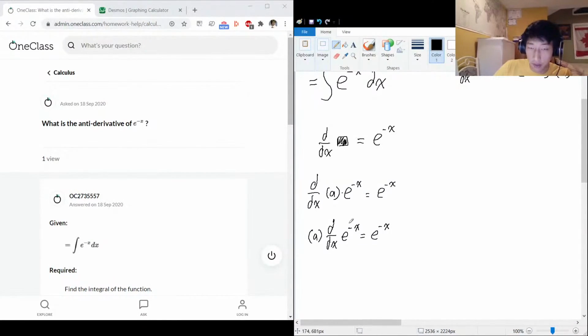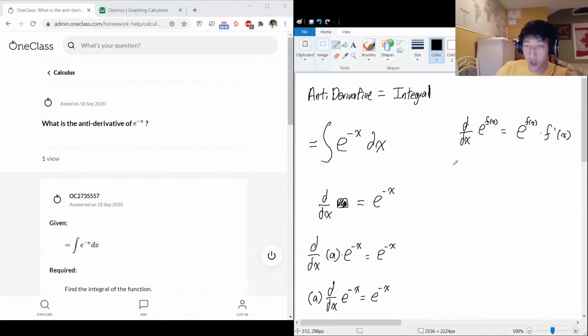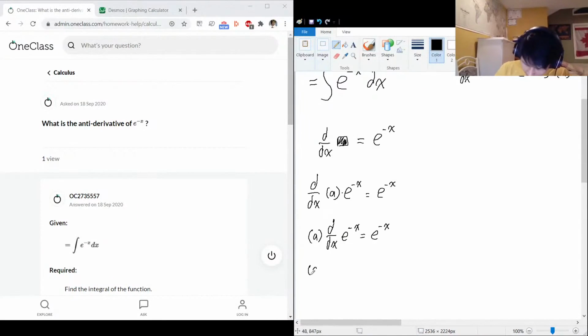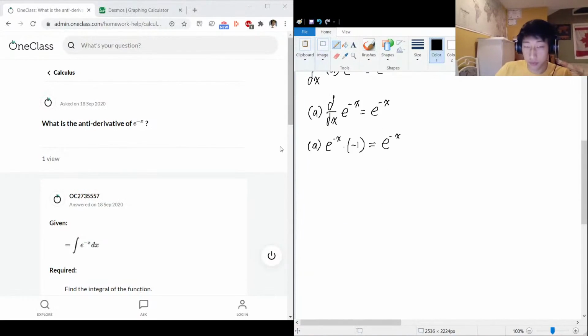Let's take the derivative of this. So that would be, with our little chain rule up here, we have a as our mystery factor, because we're basically trying to solve for that, times e to the power of negative x times the derivative of negative x, so that's -1, is equal to e to the negative x. Okay, now let's expand this out. So we have negative a times e to the negative x equals e to the negative x. We're solving for a. And we know that for this to be true, we conclude that a is equal to -1.